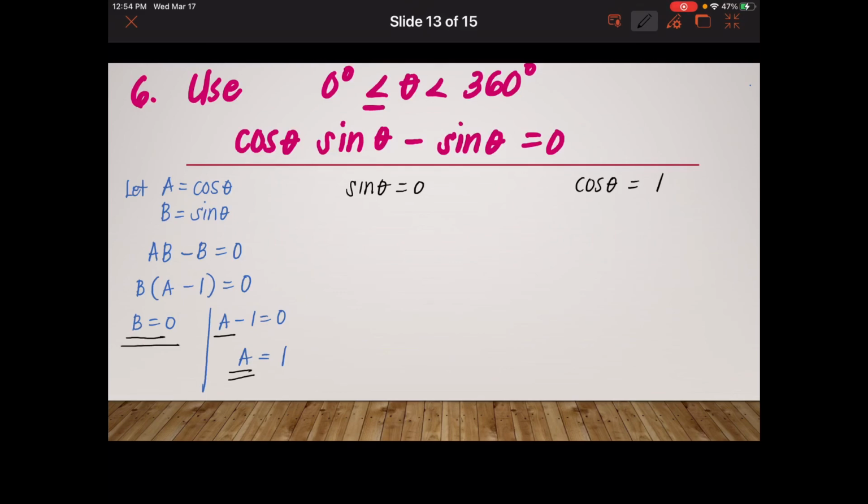Now let us identify in what angle or angles is sine theta equal to 0. Okay, very good. So sine is 0 at 0 degrees, 180 degrees, and 360 degrees. But if you look at the given interval, we just have theta equal to 0. So we cannot have 360.